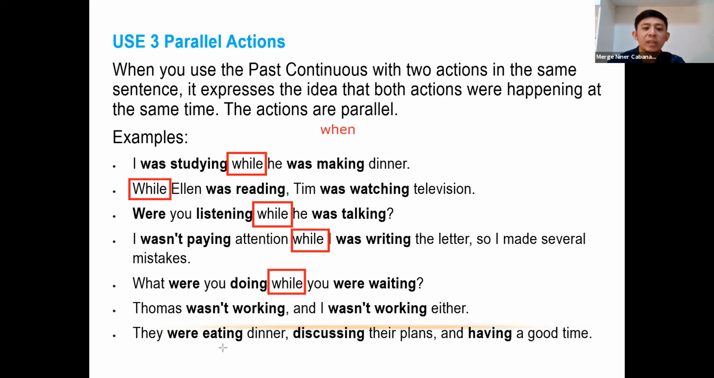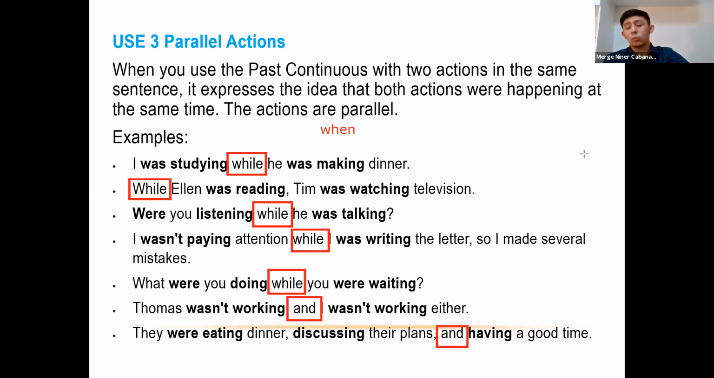Okay. I was studying while he was making dinner. While Ellen was reading, Tim was watching television. Were you listening while he was talking? I wasn't paying attention while I was writing the letter, so I made several mistakes. What were you doing while you were waiting? Thomas wasn't working and I wasn't working either. So "while," okay naman din yung end, same element.